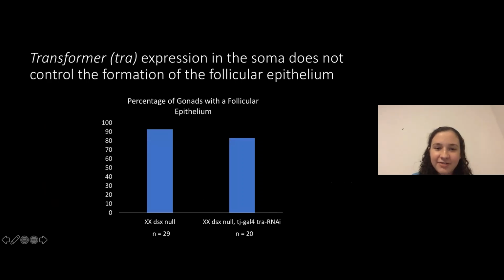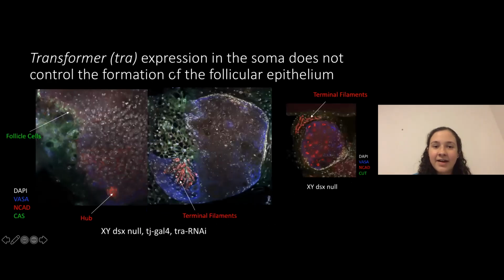Again, just to reiterate, here's the percentage of gonads with a follicular epithelium. You can see that in XX double sex null, the percentage is pretty similar to the XX double sex null with TRA knocked out in the soma. And then I knocked out TRA in the soma and looked at what happened to the males. Unsurprisingly, the phenotypes are pretty much the same as a regular double sex null, because TRA is not expressed in the soma of males anyway.